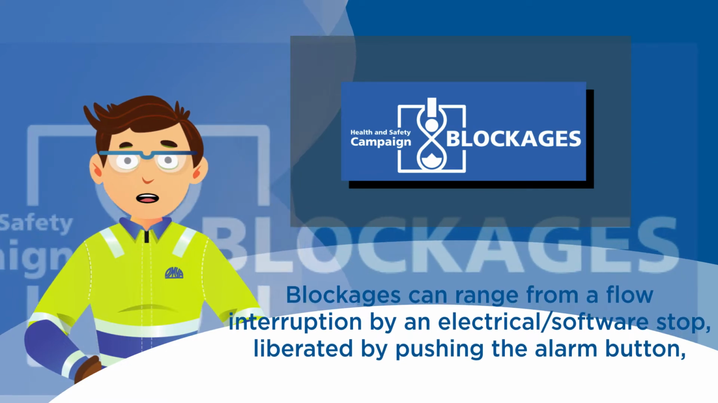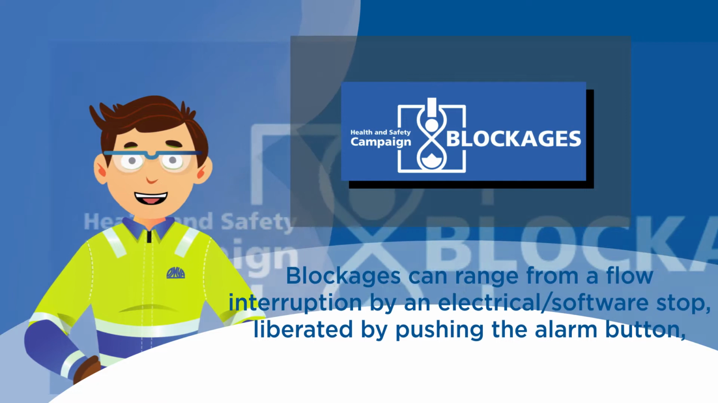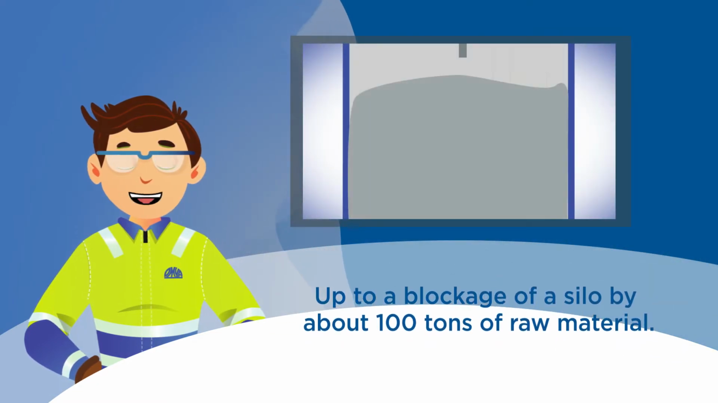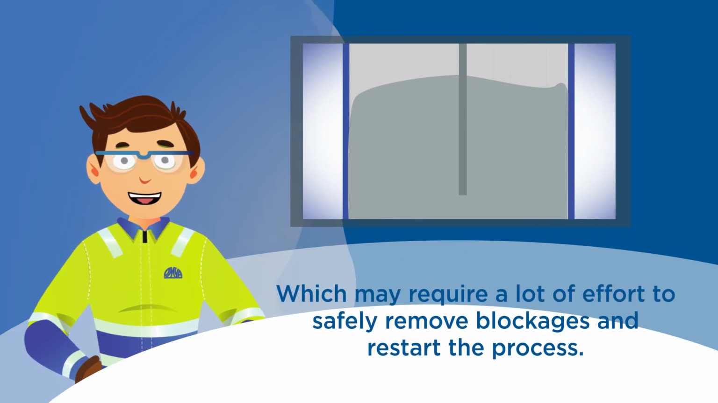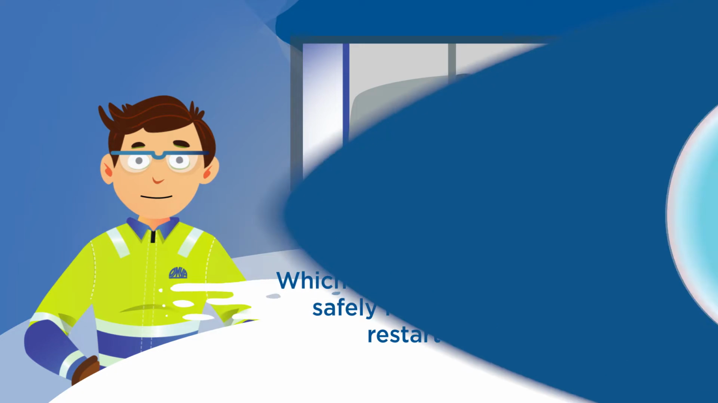Blockages can range from a flow interruption by an electrical or software stop, liberated by pushing the alarm button, up to a blockage of a silo by about 100 tons of material, which may require a lot of effort to safely remove the blockage and restart the process.